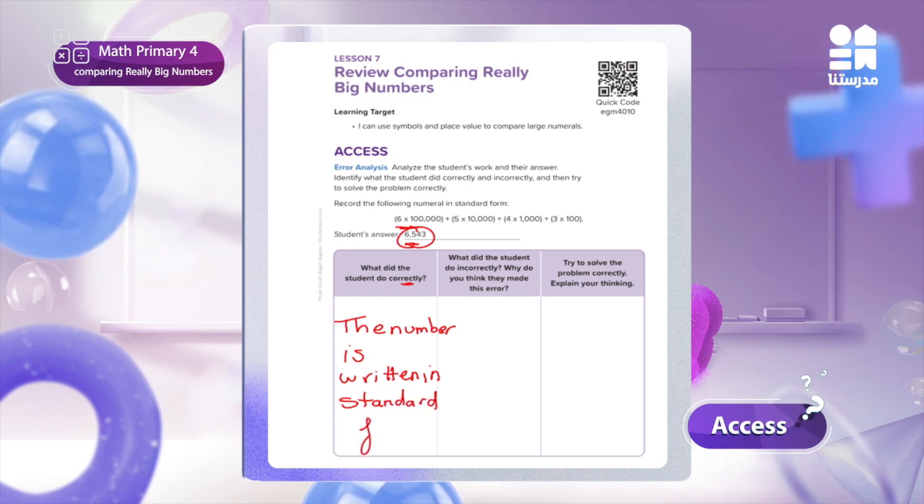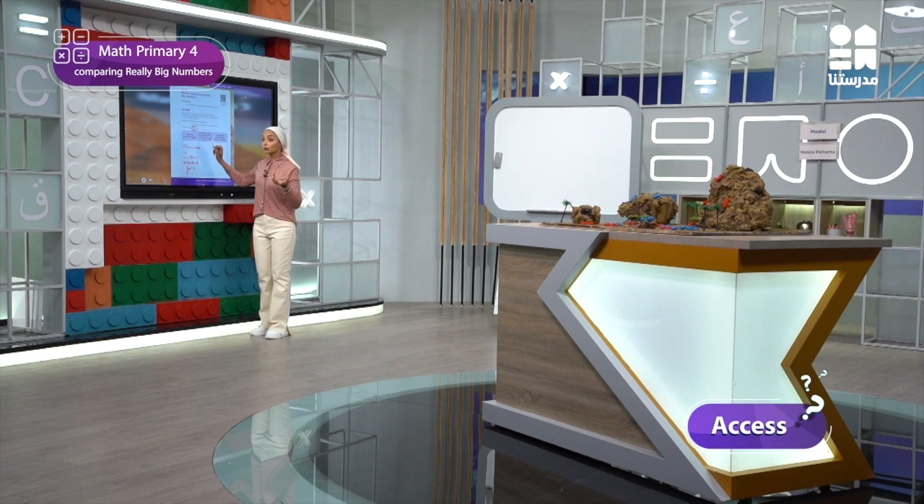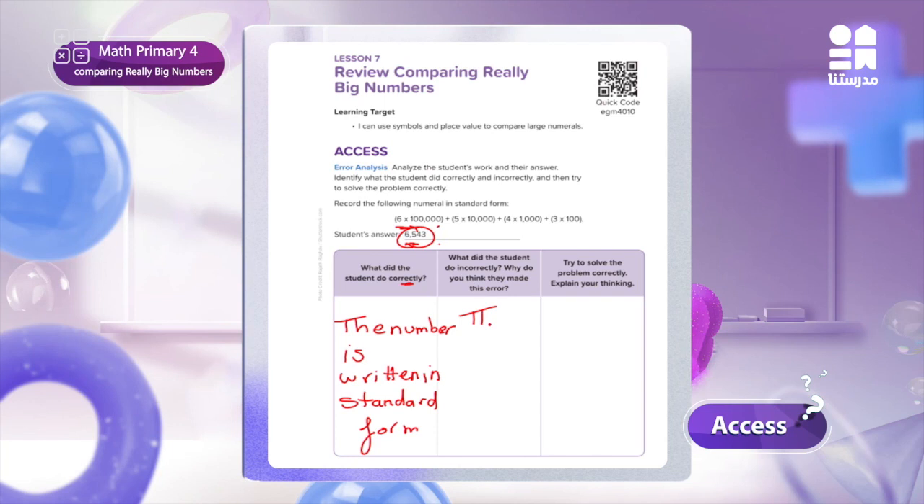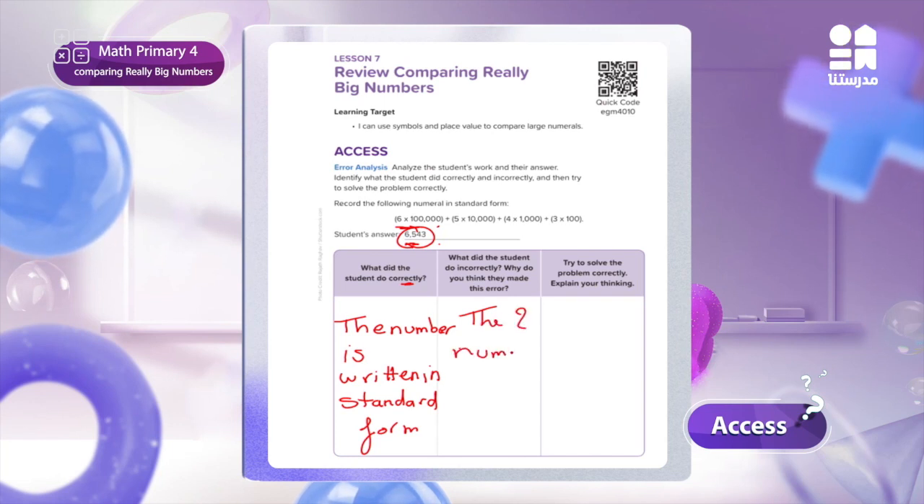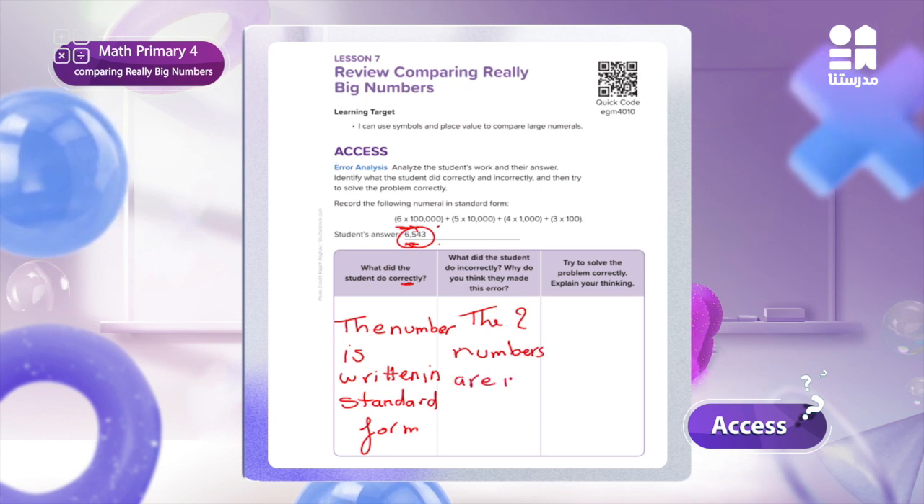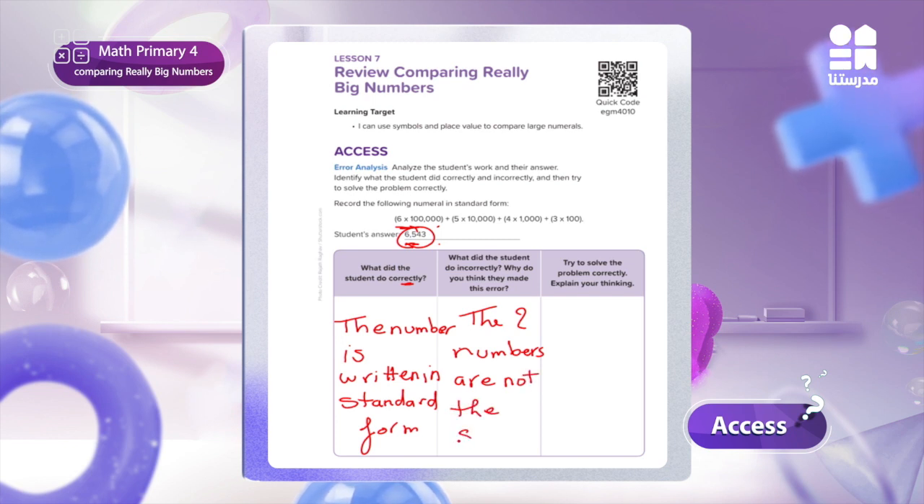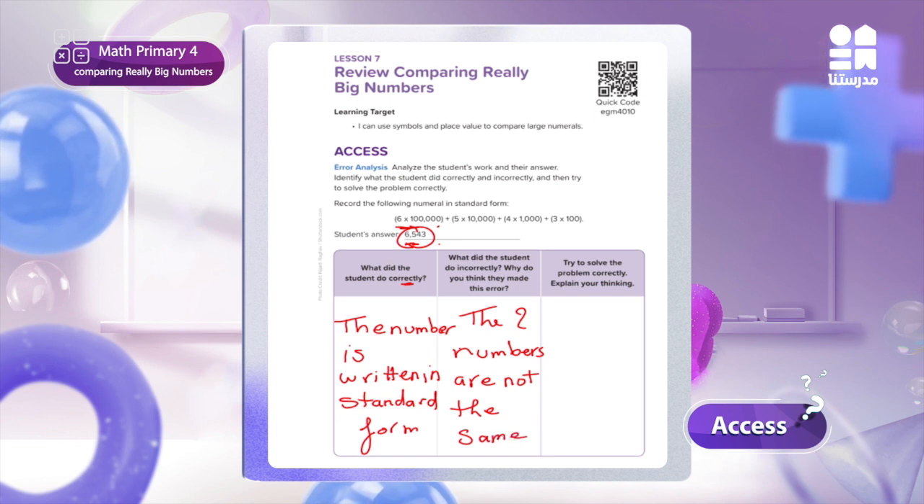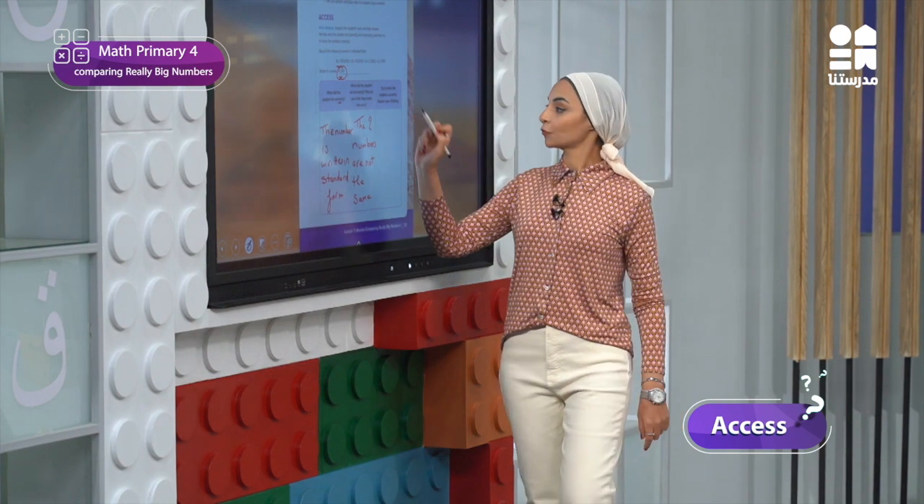طيب, let's move to this question. What did the student do incorrectly? ايه الحاجة اللي هو عملها غلط؟ Yes, the two numbers are not the same. The two numbers are not the same. اوكي دي الحاجة اللي عملها غلط. هو فعلا كتب النمبر in standard form بس ال two numbers they are not the same. اوكي طيب let's move to this one.